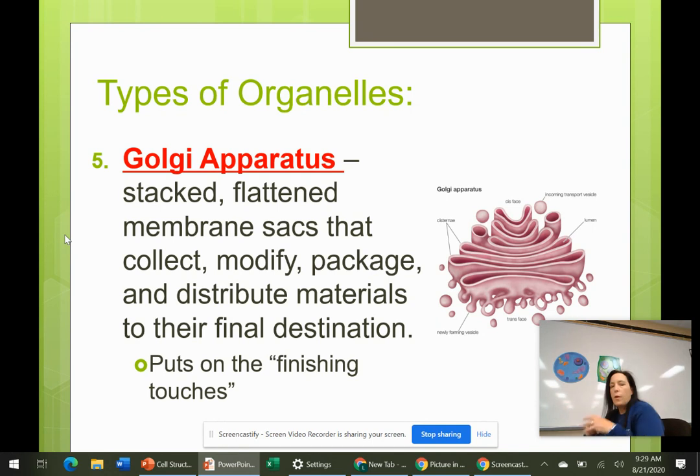Golgi bodies do all this: you have all this stuff ready to go, and they make sure it gets to the right place. They modify, package, and distribute material to the final destination. So they put the finishing touches on these that I have on the board. They look like this, and on yours they just look like that. You don't have to know all the very specific detail right now about each of these organelles. It's just that this is the Golgi apparatus, or the Golgi body.